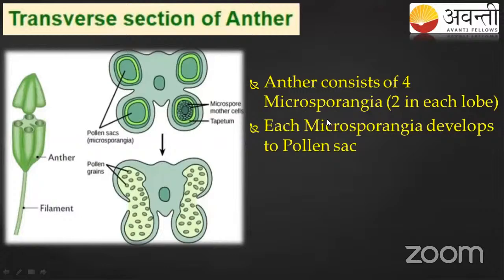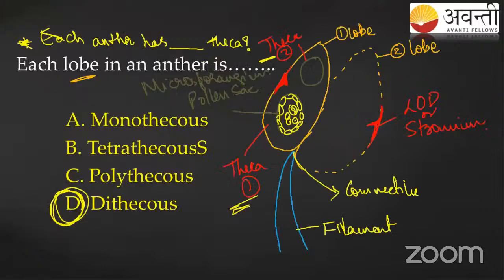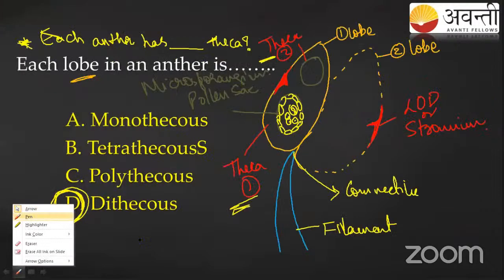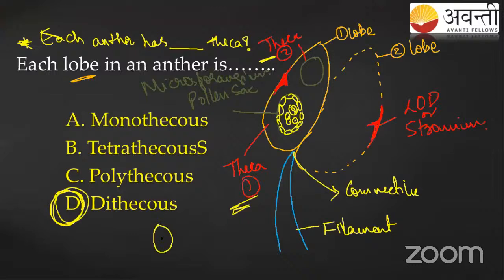Ma'am, does it mean one theca contains one pollen sac? Yes. Sometimes there is an exception, Anuradha. Let me tell you an exception. Sometimes one lobe has one theca. This is an exceptional case. In one lobe, one theca. This is an exception. It happens like this also.